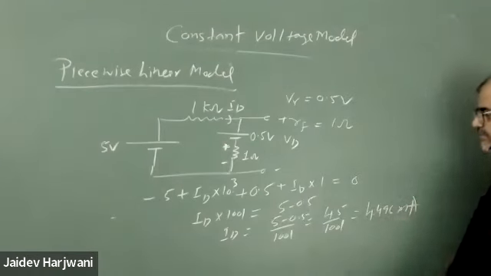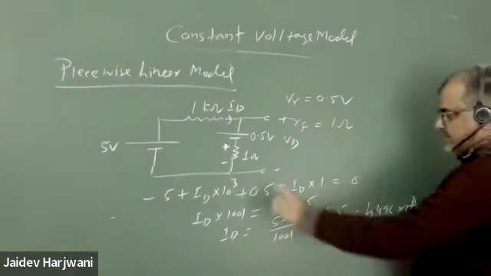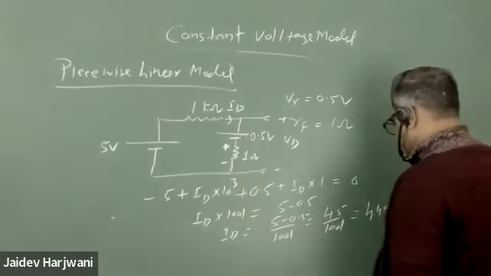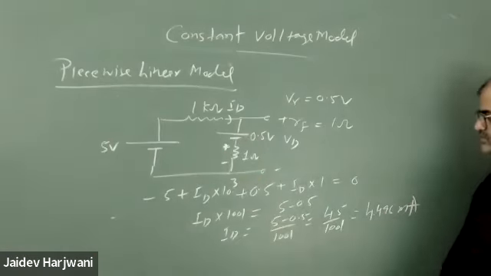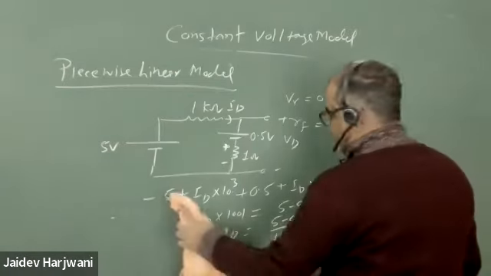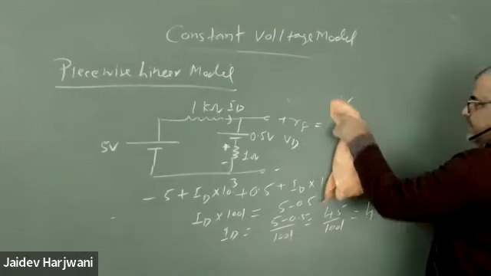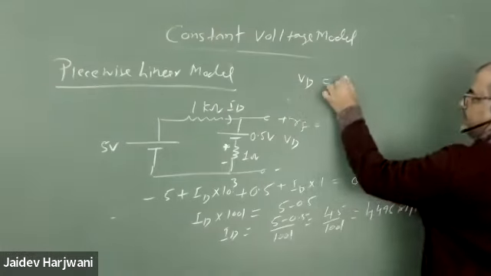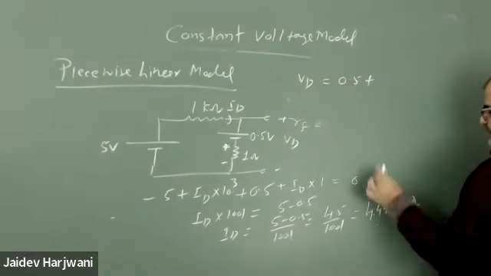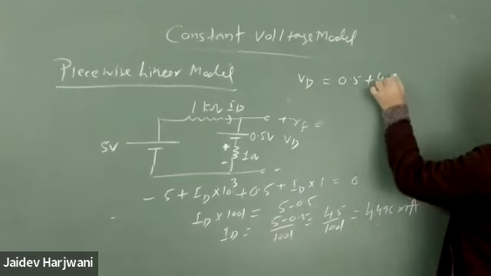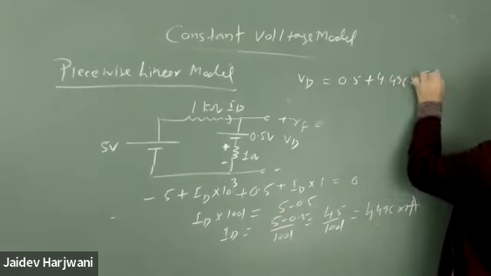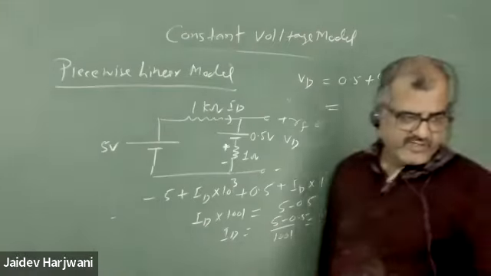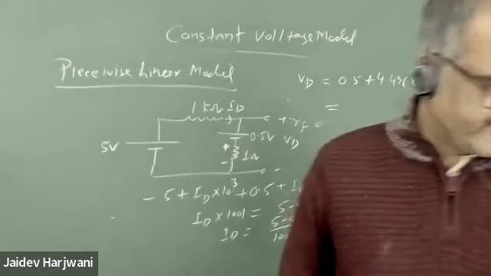4.496 milliampere coming, sir. Yes, sir. This current is flowing across this one ohm resistance. So the voltage drop, I can now write my total VD as 0.5 plus ID, which is 4.496 into 10 raised to power minus 3 ampere, into 1 ohm resistance. So how much will the total VD be? The total VD will come around 0.50.